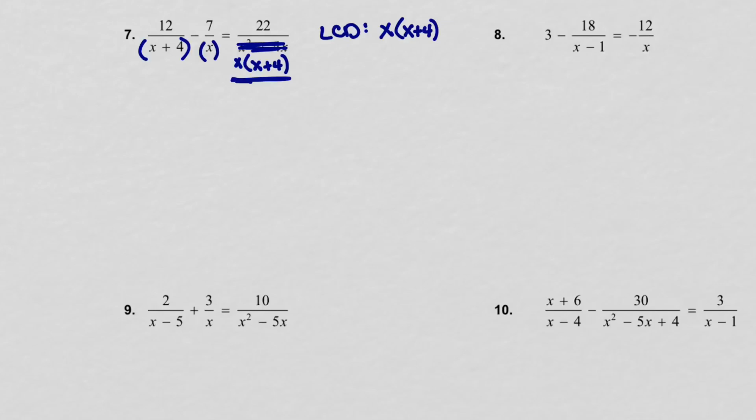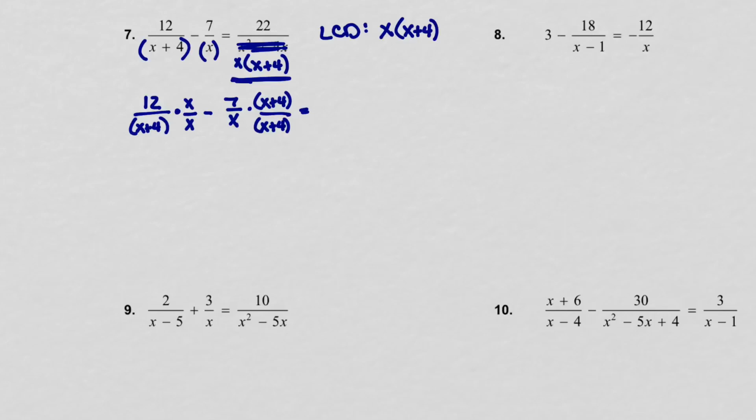So now I can write my fractions. I have 12 over x plus 4. That denominator is missing x, so I multiply both top and bottom by x. Minus 7 over x, so that denominator is missing an x plus 4.